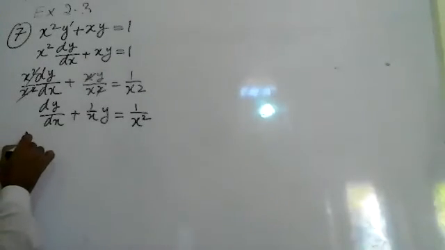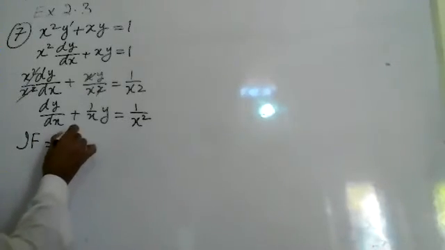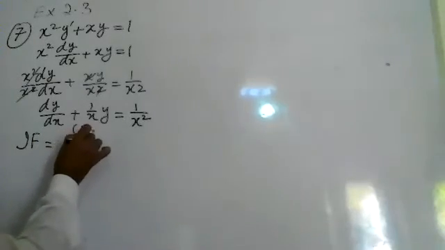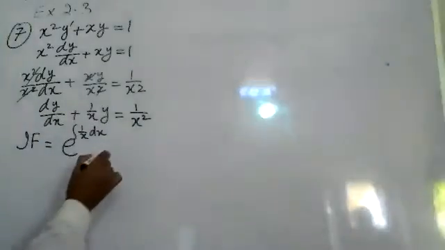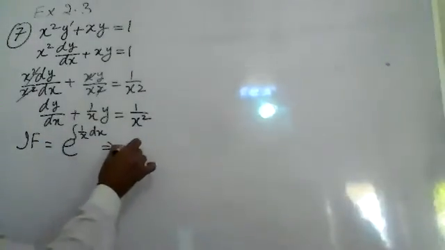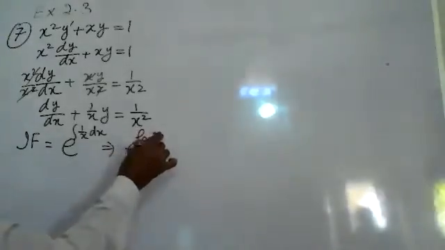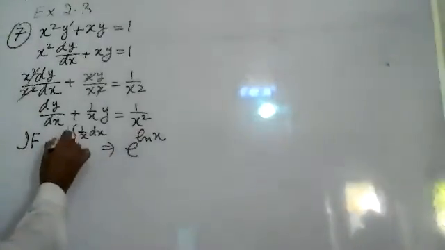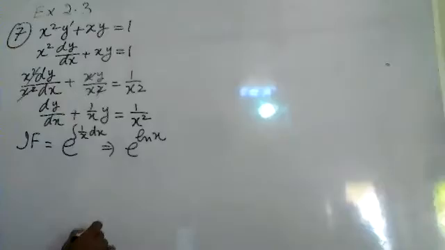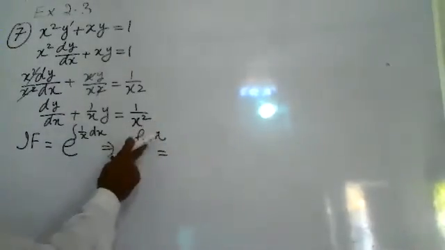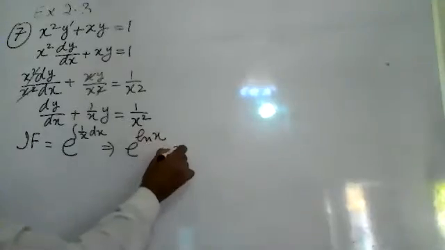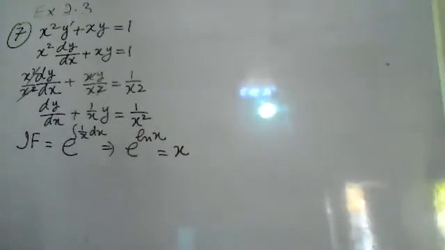Integrating factor, e raised to power integral 1 over x dx. It will become e raised to power ln x, since the integral of 1 over x is ln x. So ln and e cancel out. It will become x only. The integrating factor is x.